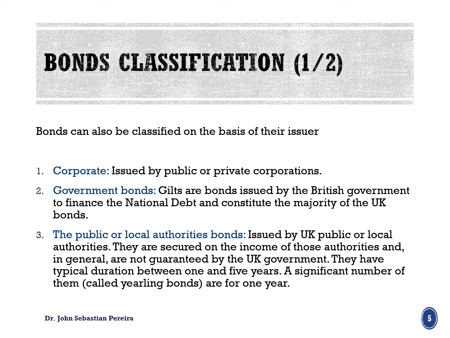The third type of bond are bonds issued by public or local authorities. They are sometimes also called municipal bonds. These are bonds issued by the local authority in UK or in US, and depending on how long the tenure is of these bonds, they are called differently. In general, they are about 1 to 5 years in maturity. They pay a coupon, and if they are issued for 1 year in US, they are generally called yearling bonds.